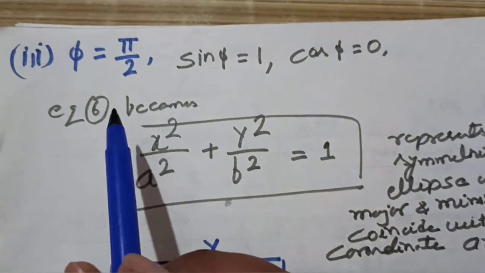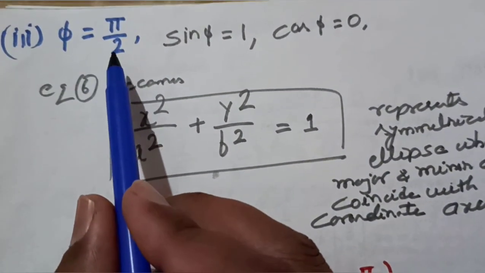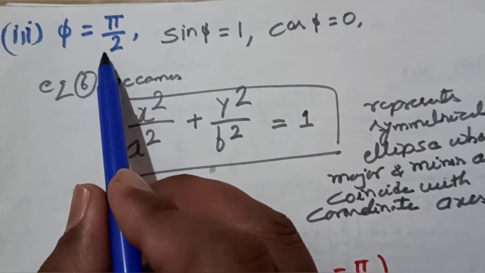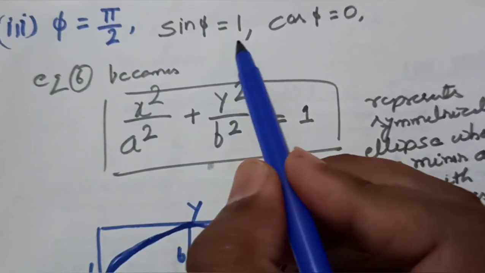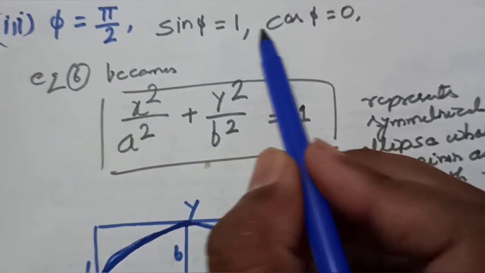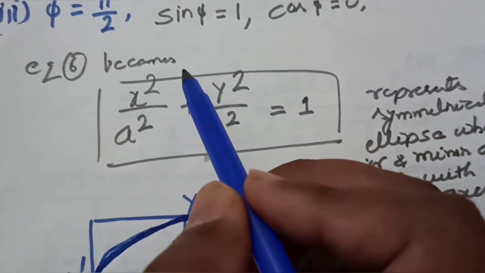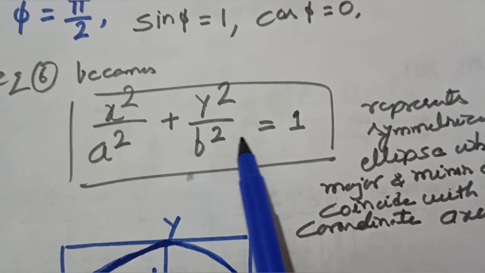In this case, we have the case when phi is pi by 2. The relative phase difference between both of the waves is pi by 2. So sin 90 is 1, cos 90 is 0. And we will again substitute these values in equation 6. So we will have x square upon a square plus y square upon b square is equal to 1.